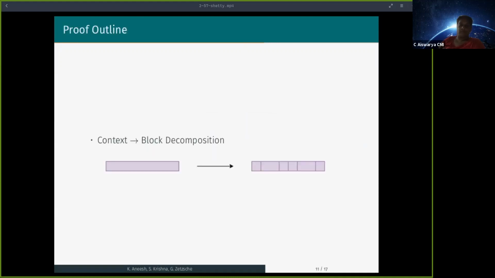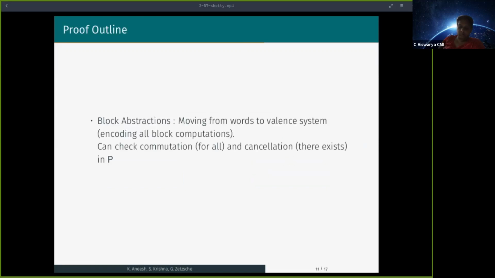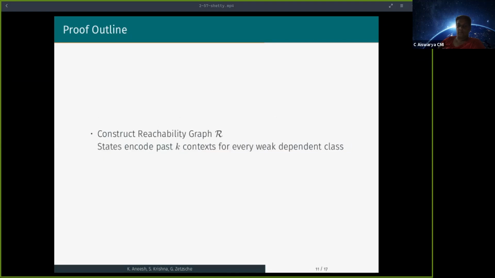First, we represent all contexts in their block decomposition form. Then we upper bound the number of blocks that each context can be reduced into. Next, we move from words to block abstractions. These will store all possible computations that can happen from one state to another and belong to one block. It will be designed to check that all possible computations between two blocks commute, and the existence of cancelling words between two blocks. These two operations can be checked in P time.